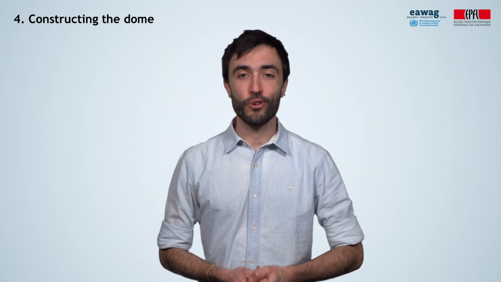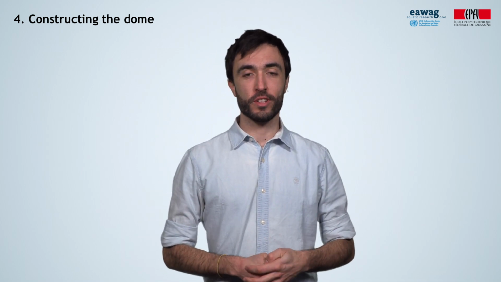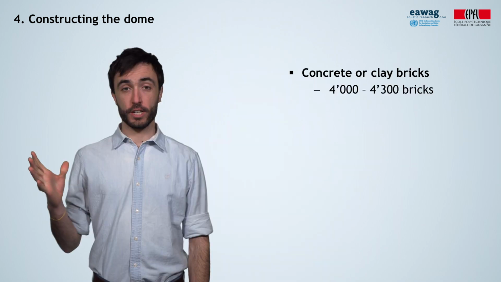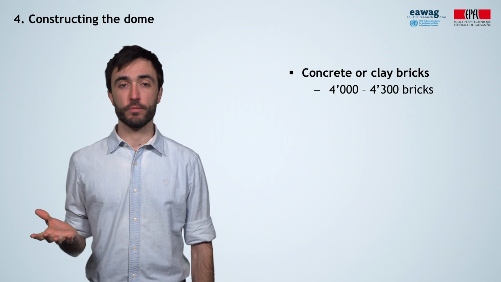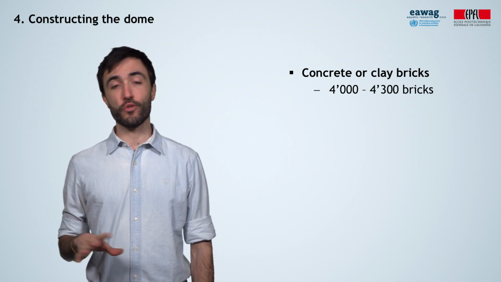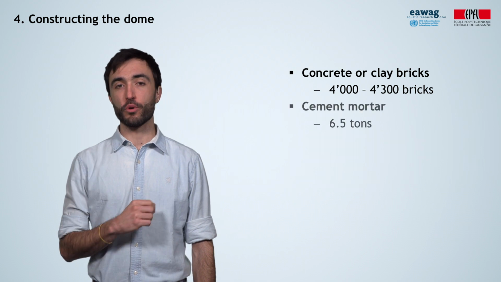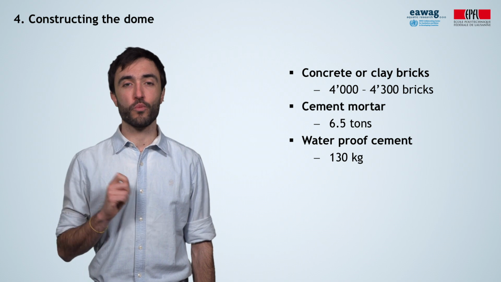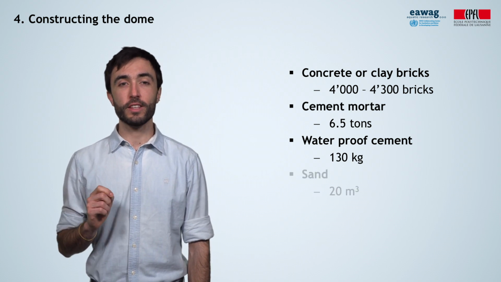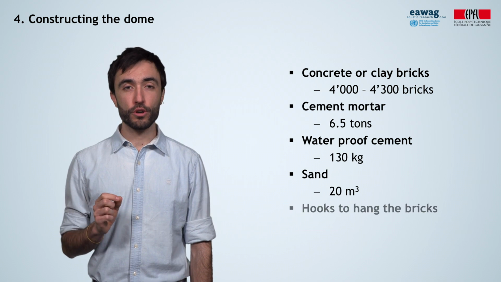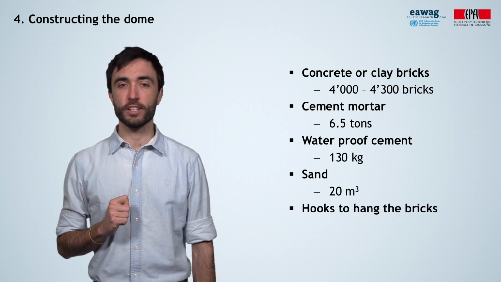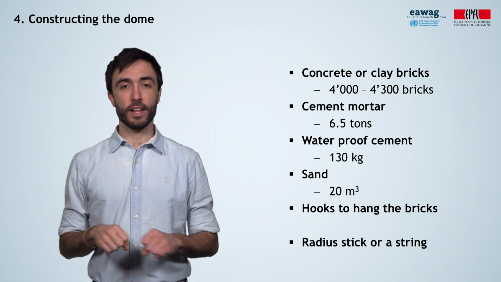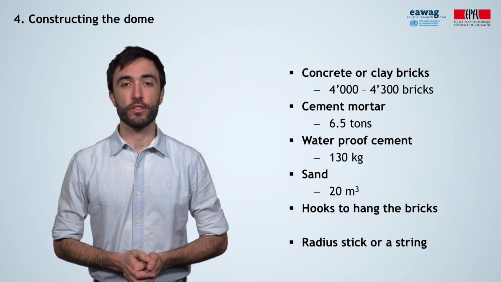Great! Once the floor is ready, it's time to construct the dome of the digester. These are the materials you need for building the dome. Bricks, concrete bricks or clay bricks, around 4,000 to 4,300. Cement mortar, about 6.5 tons. 130 kilograms of waterproof cement. 20 cubic meters of sand. Hooks to hang the bricks. You will understand this in a minute. The same radius stick as you used in building the slab foundation, or a string of the length of the radius of the dome.